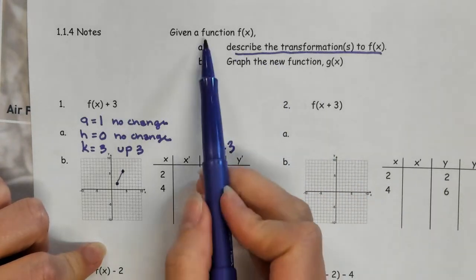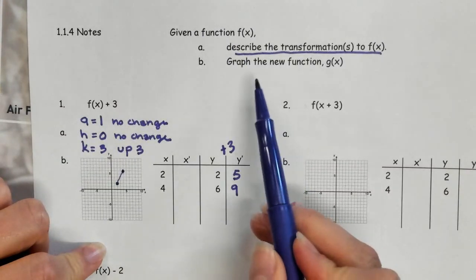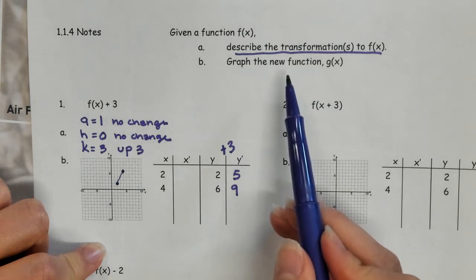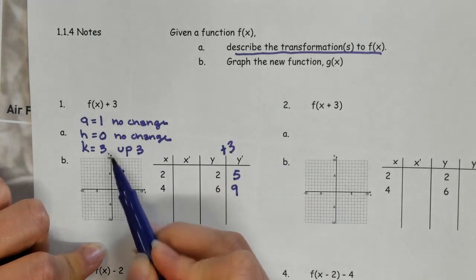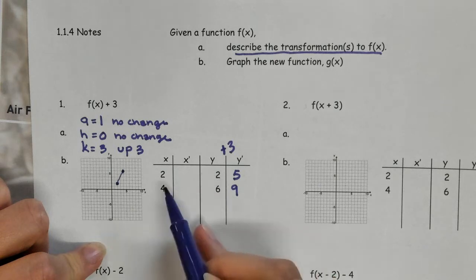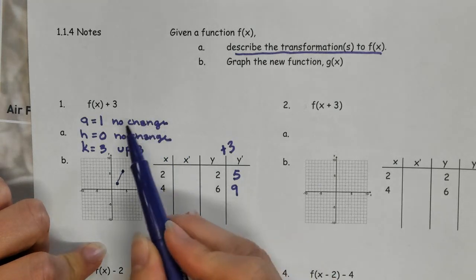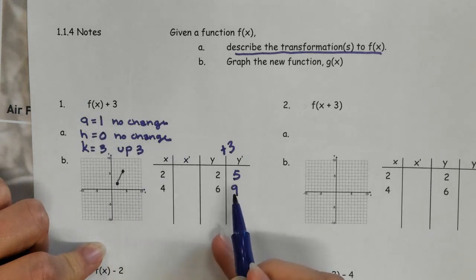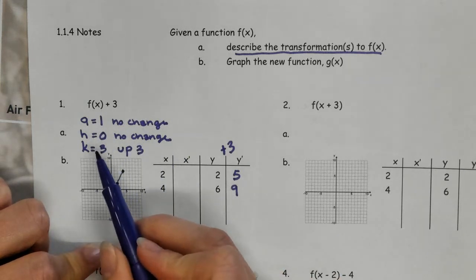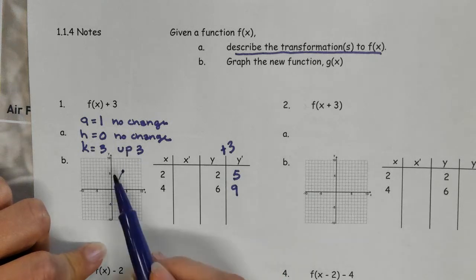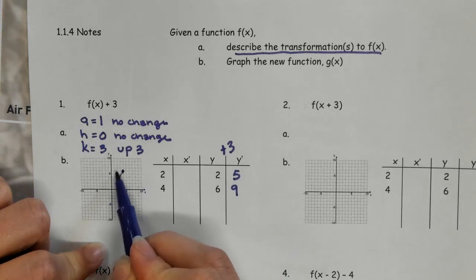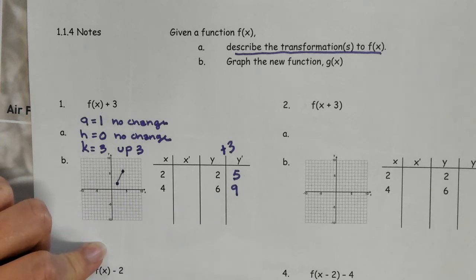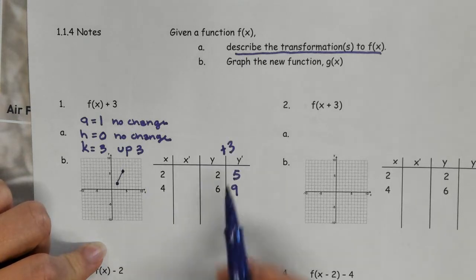So what we are doing is I'm giving you a function, and then now I'm going to graph the new function. So 2, 2, 4, 6. I graph those, and now I'm going to use my transformations to find new points. So it's easy for this one because I know up 3, it's up 3 and up 3. Pretty soon we're going to do some stretches and shrinks and flips, and then it's going to be harder to do just on the graph. So that's why I'm doing the tables.